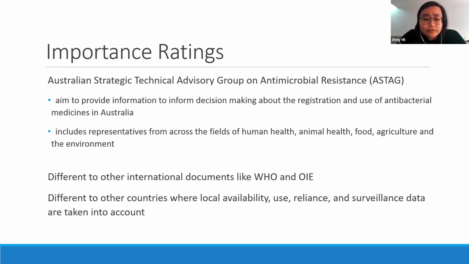These ratings will differ to international documents like those from the World Health Organization and OIE, which provide broader recommendations for countries with limited resources. Wherever possible, countries should have and regularly update their own importance ratings where they take into account the local availability, use, reliance, and surveillance data of antimicrobials.